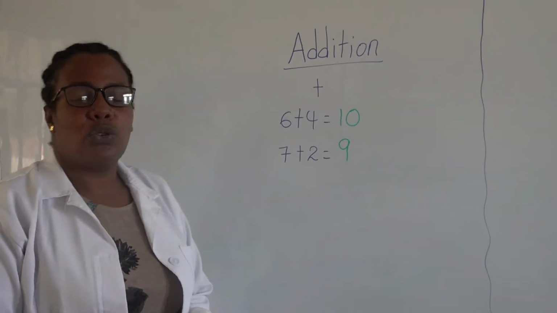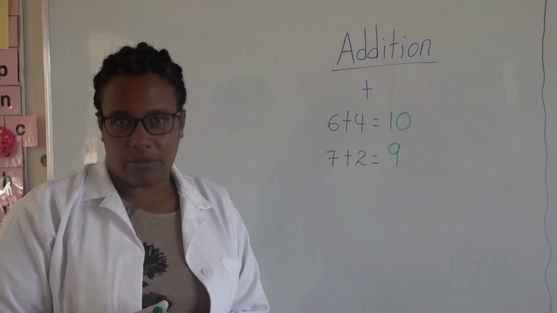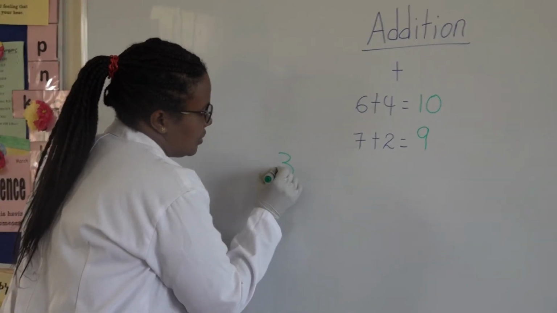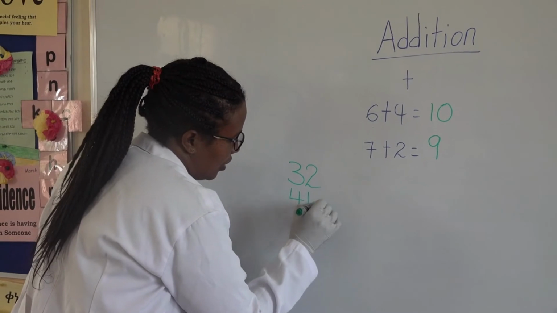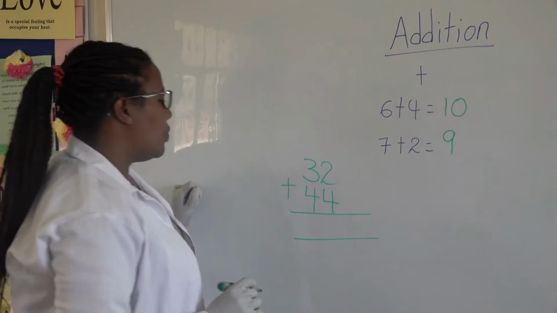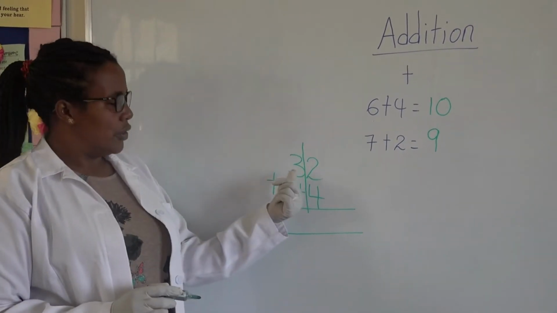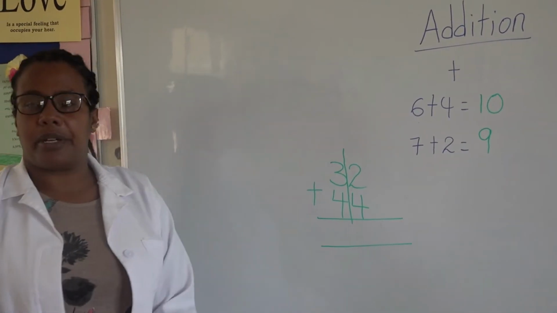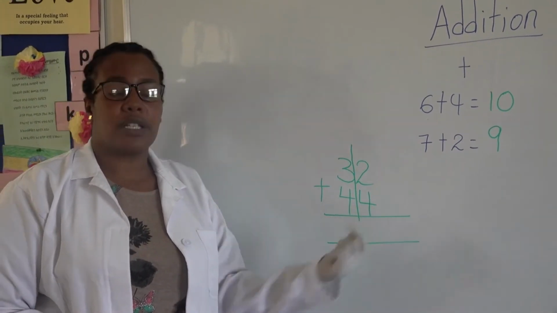Now, let me show you how to add with 2-digit numbers. Adding down. Let's see adding down. 32 plus 44. Always when you add, you have to see the second number, not the first number. We start from the second number. So which one is the big number? 2 or 4? Excellent. 4 is a big number.